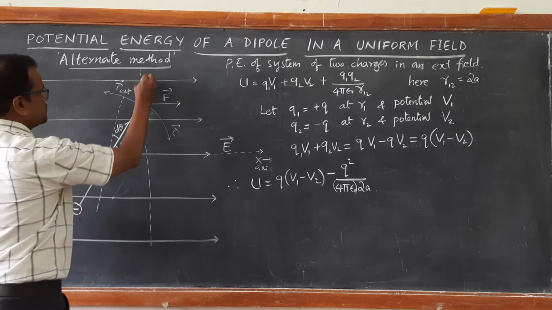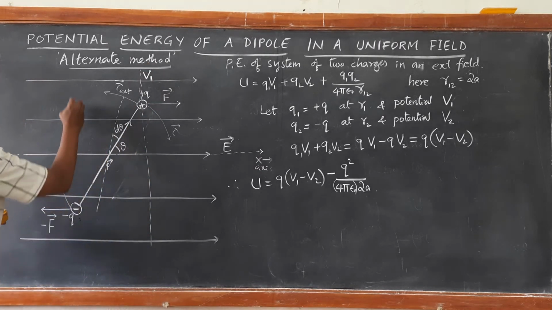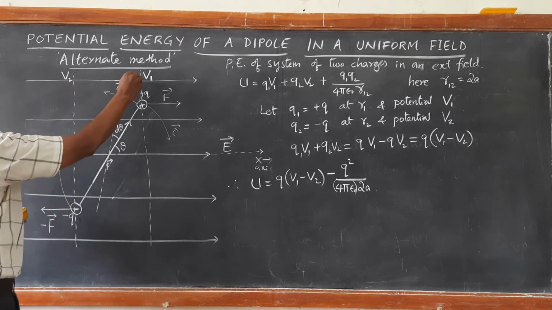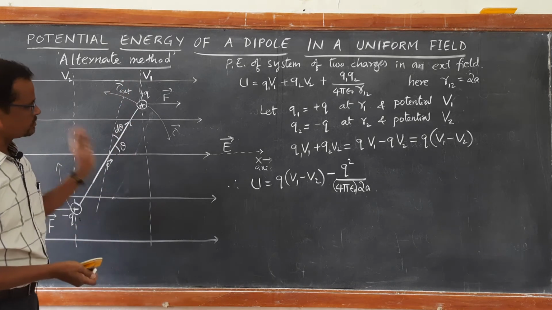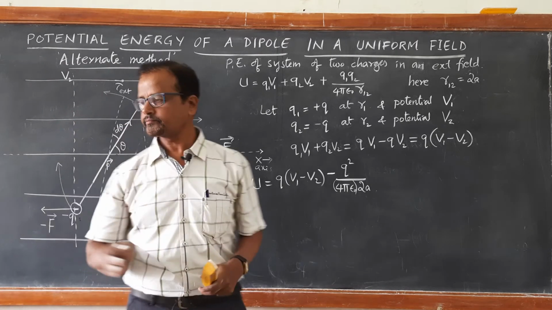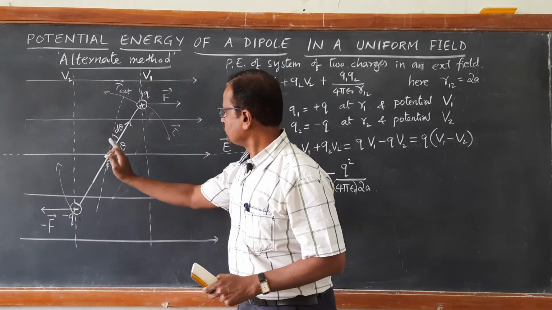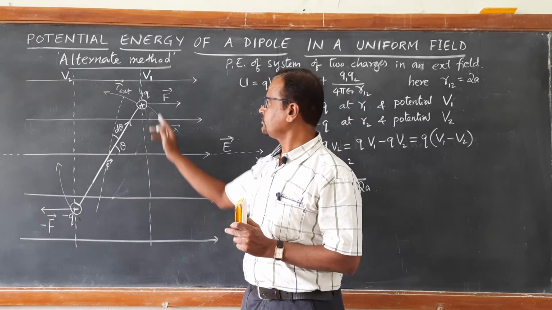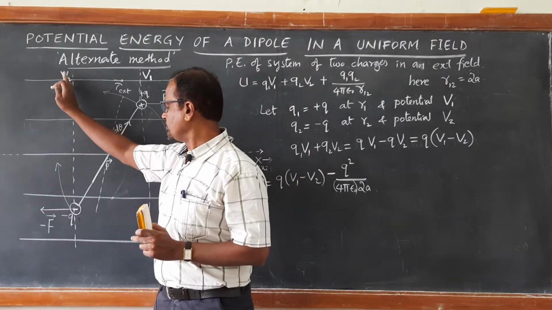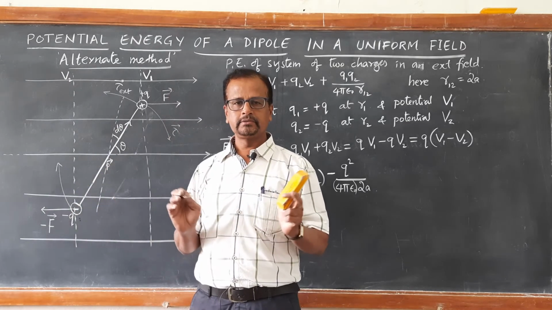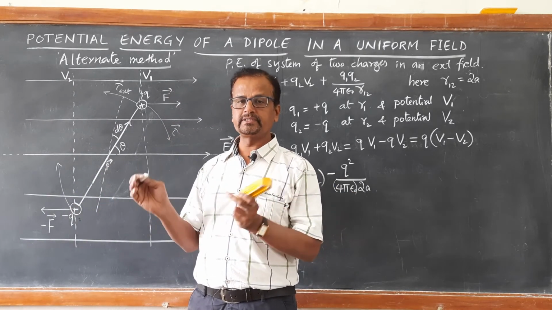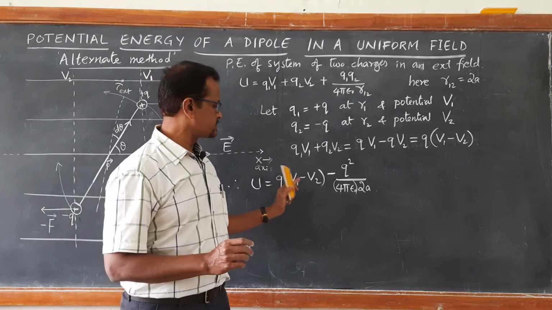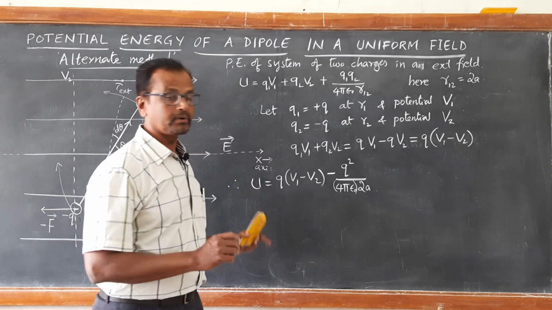This I have taken as V1, and this I have taken as V2. When you draw planes perpendicular to the electric field, they represent the equipotential surfaces. Here is the equipotential surface of value V1, and this is the equipotential surface of value V2. I want to find the difference in potential between V1 and V2.